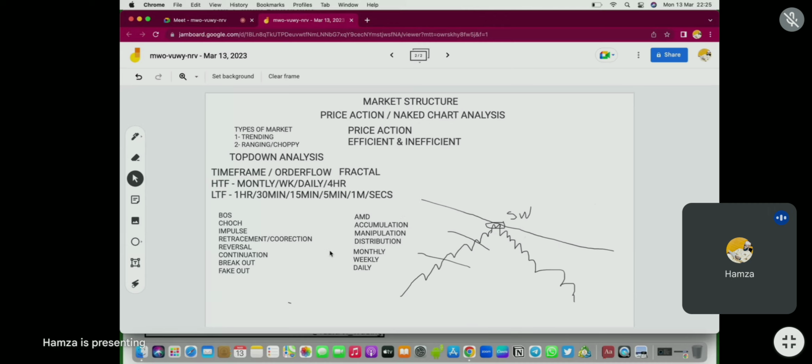All right. Now, BOS, CHoCH, impulse, retracement, reversal, continuation, fake out, breakout, fake out. And then, of course, trending day, continuation day.